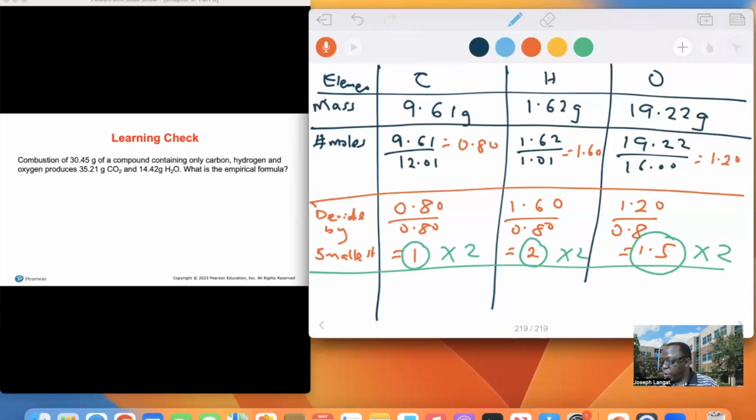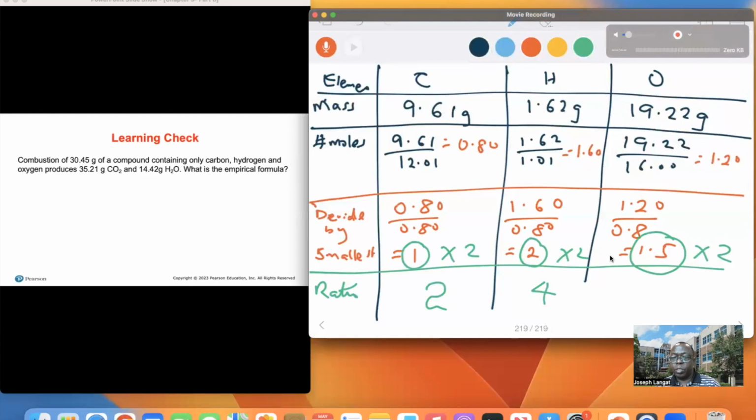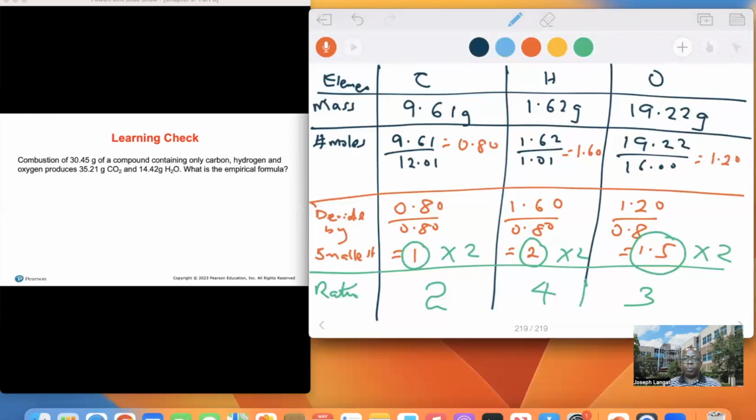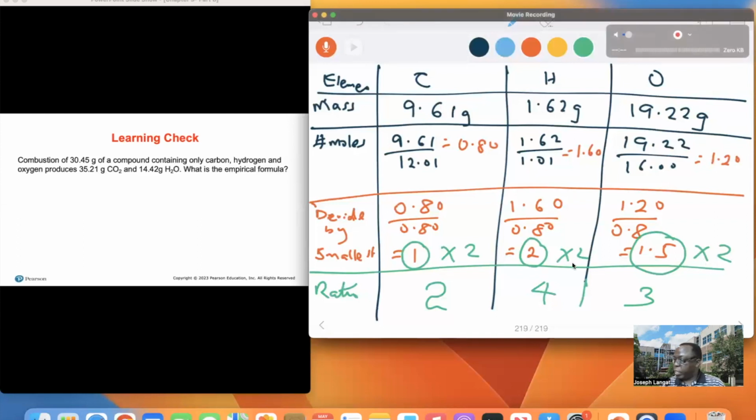So therefore, the ratio is 2, 4. That is, 2 times 2 is 4, and 1.5 times 2 is 3. So here will be 3. This is the mole ratio for our empirical formula for this compound.